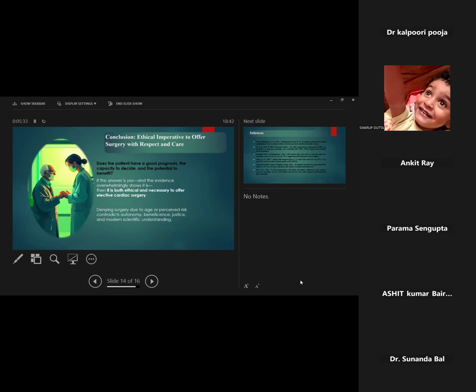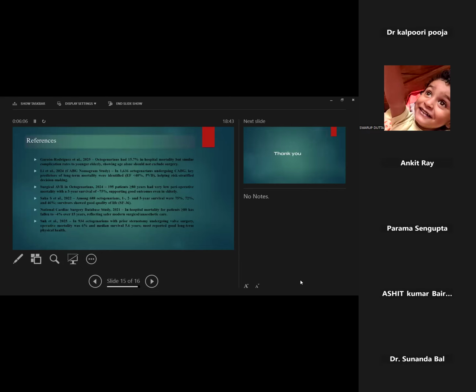So my point is that it should not be the drug, the anesthetic risk, or the age of the patient which matters. The question should be, does the patient have a good prognosis, the capacity to decide, and the potential to benefit? If the answer is yes, then the evidence overwhelmingly shows it is both ethical and necessary to offer elective cardiac surgery. Denying surgery due to age or perceived risk contradicts autonomy, beneficence, justice, and modern scientific understanding. These are my references. Thank you.